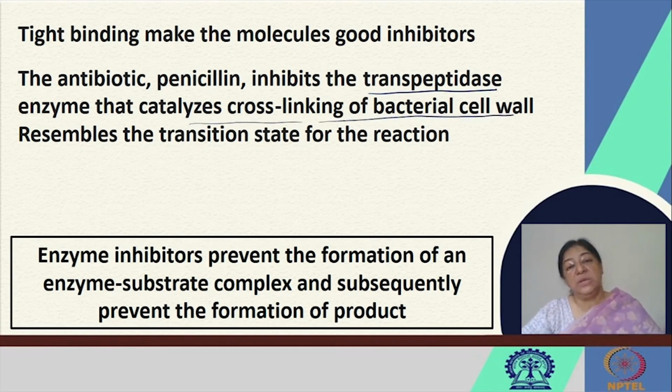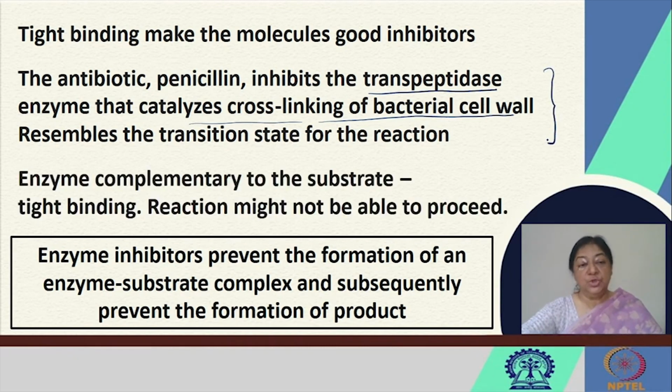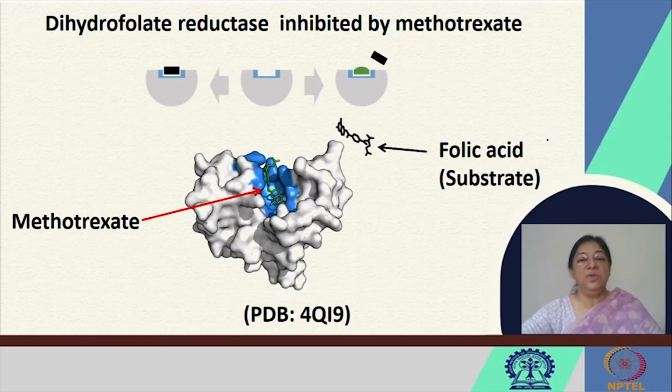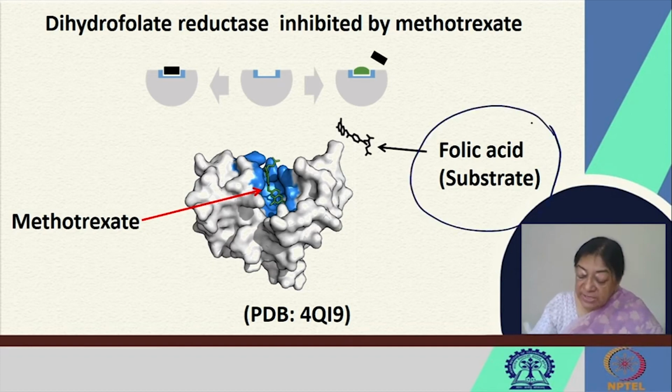And in this case, as we saw in the enzyme kinetics classes that we went through, this resembles the transition state for the reaction. So we can have the enzyme complementary to the substrate in this case that would result in tight binding, which would not allow the reaction to proceed. So what happens is the enzyme substrate complex will be prevented from being formed, and subsequently the product formation will be affected. For example, we can look at this example where we have dihydrofolate reductase that is inhibited by methotrexate. Here, folic acid is the substrate.